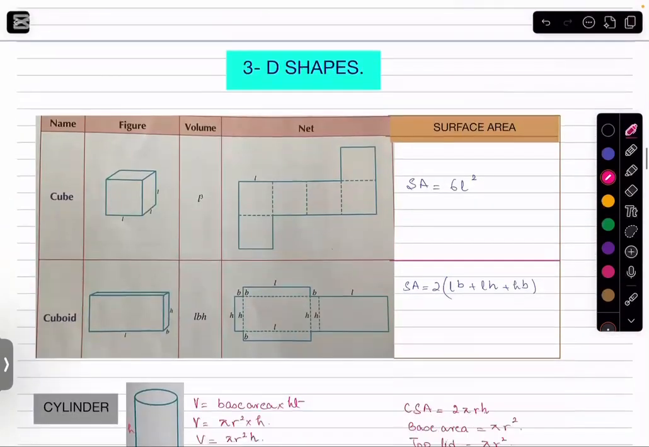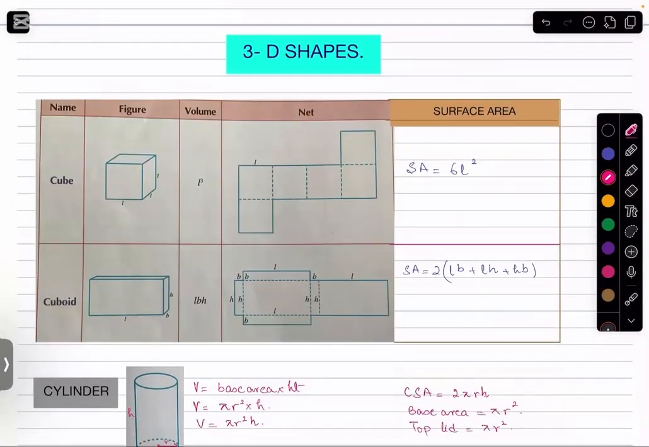Coming to 3D shapes, again, I have compiled the 3D shapes here. The first one is a cube. What is a cube? All sides are equal. Length, breadth, height, all of them are equal. What is the volume? It's given as L cubed. And also, if they ask you to make the net, then this is how you will be making the net.